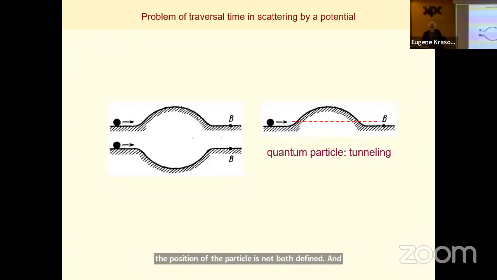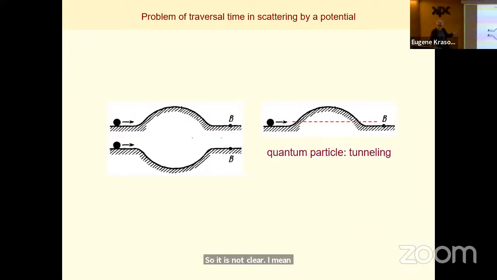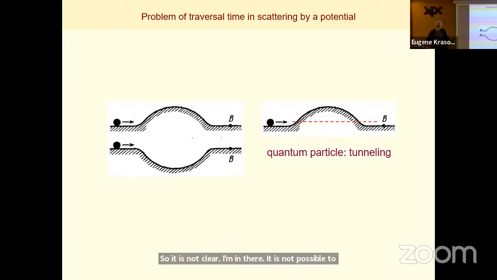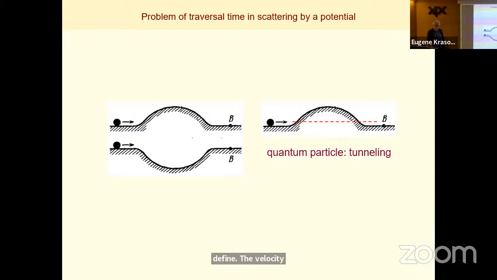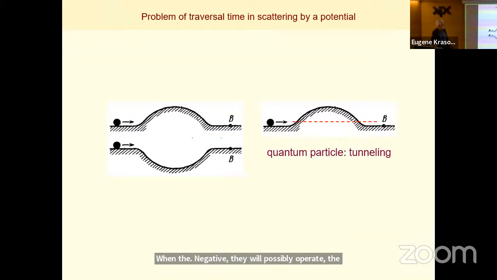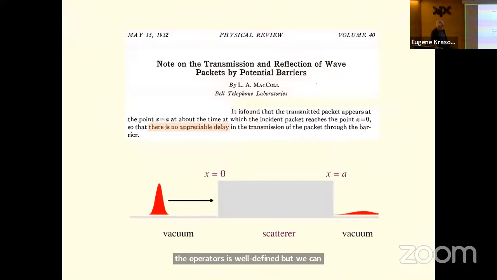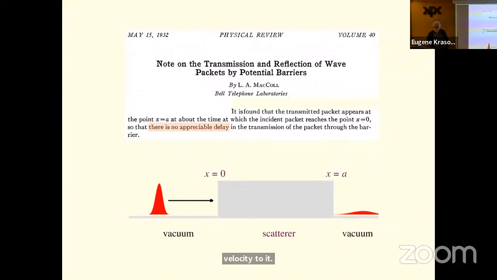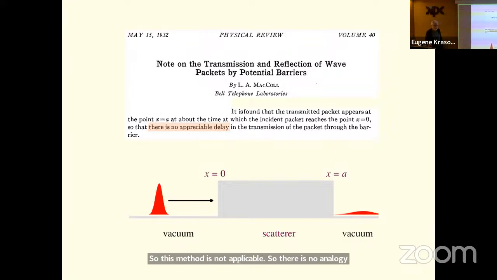So it is not possible to define the velocity when the particle has negative energy when it tunnels. The velocity operator is well defined, but we cannot ascribe velocity to it. So this method is not applicable.